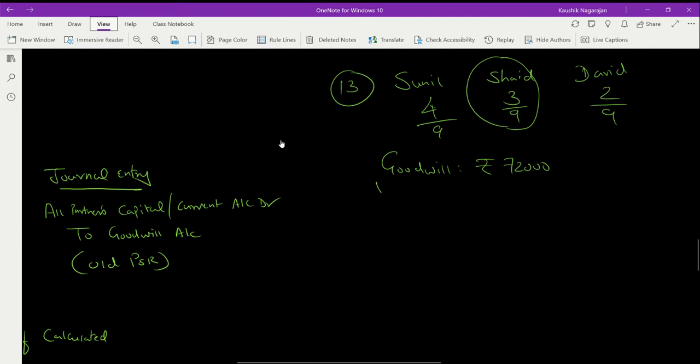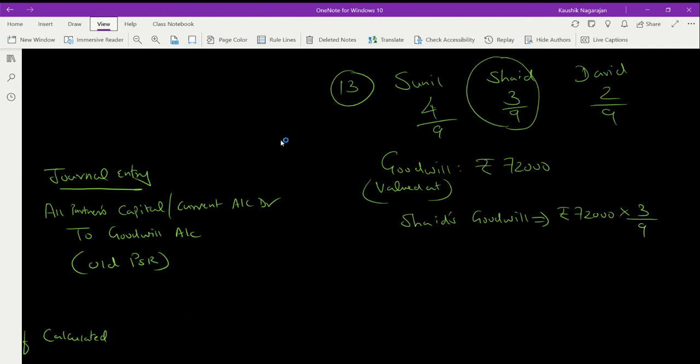So goodwill is mentioned as valued at 72,000. Find out Shahid's share of this. Calculating Shahid's goodwill: that is equal to rupees 72,000 into 3 by 9. 9 eights are 72 followed by 3 zeros. So this gives me 8,000 into 3, rupees 24,000.